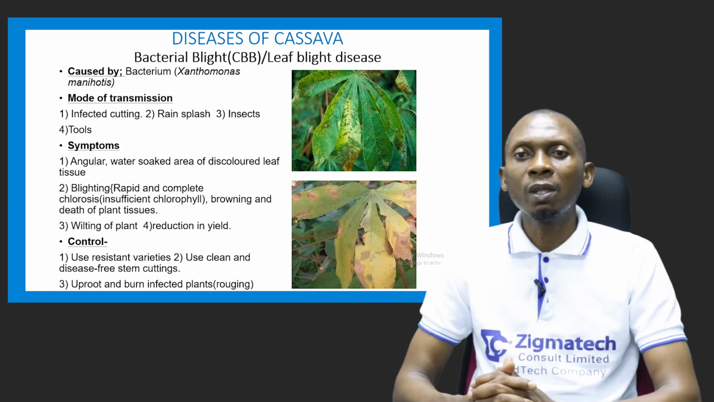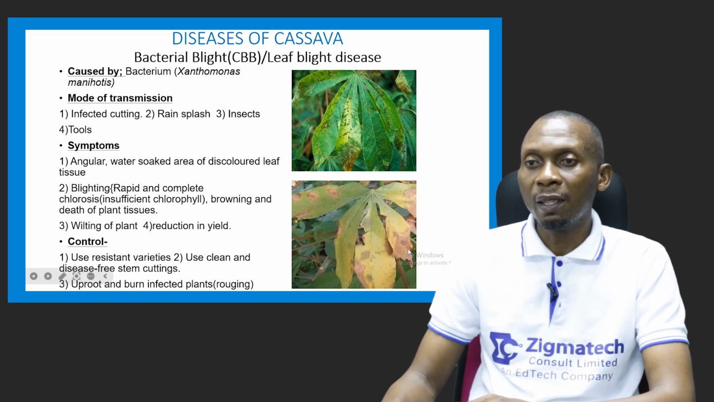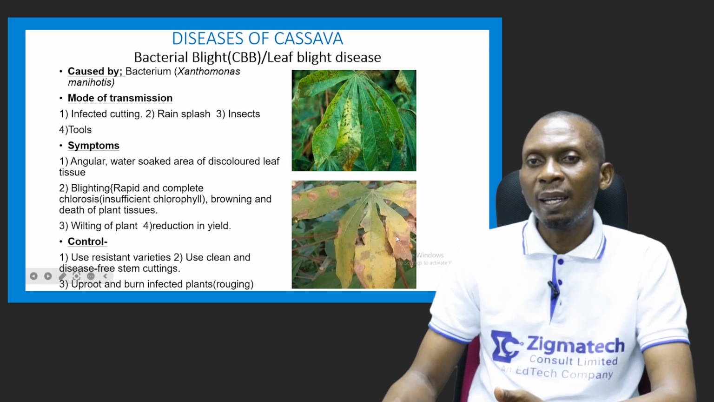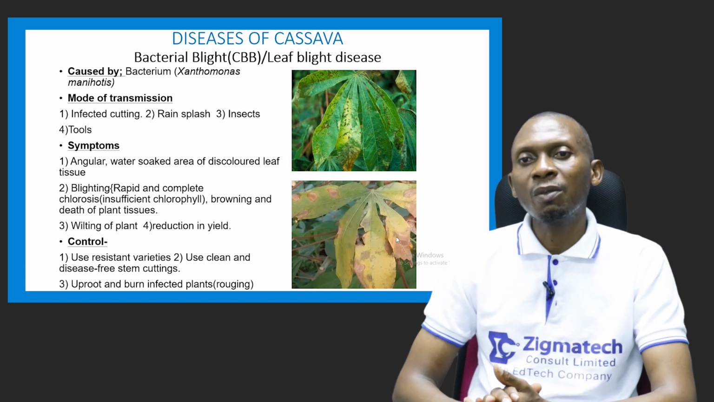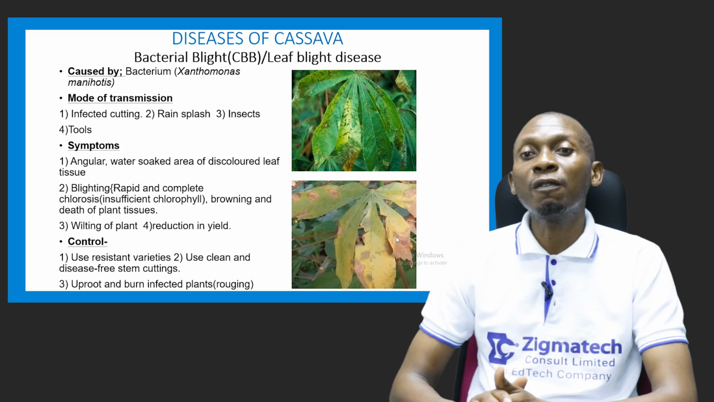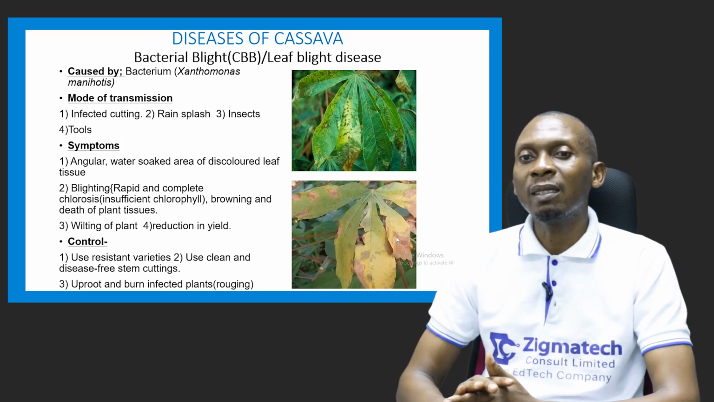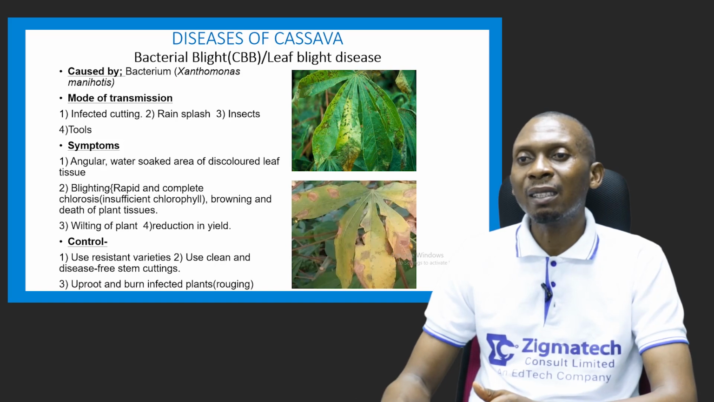Okay, now the symptoms here are angular or water-soaked areas of discolored leaves. You can see this leaf looks water-soaked. These are angular and water-soaked discoloration of the leaf tissues. There's also blighting, which refers to rapid and complete chlorosis. And what does chlorosis mean? Insufficient chlorophyll. So there's rapid and complete chlorosis, that is blighting. And if you can see this leaf, it has lost the green pigmentation. It is no longer green in color.